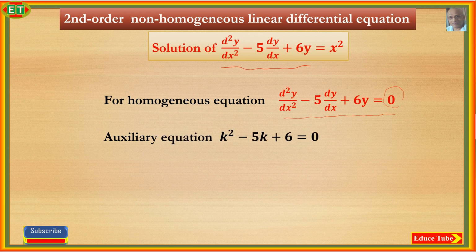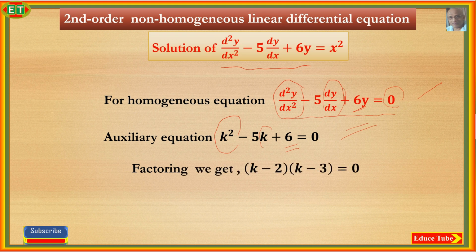Now we need to find the auxiliary equation. In my previous video, I explained how to get the auxiliary equation, but here I am taking it directly from this equation as k square minus 5k plus 6 equal to 0. How does it come? This is the second derivative, so it is k square. Here the first derivative, so it is k. Constant will be as it is, here 6, but y will be 1.